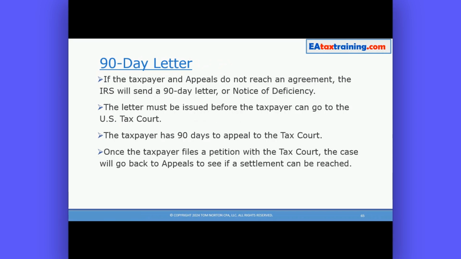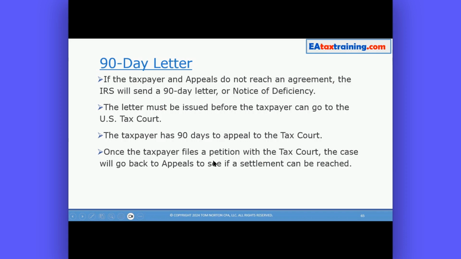The 90-day letter. So this is that notice of deficiency that we talked about. If you go to appeals and you cannot come to agreement, then the IRS is going to send this notice of deficiency. The taxpayer cannot appeal to the U.S. tax court until they've gotten this 90-day letter. So you have to wait for the IRS to send you the notice of deficiency before you can appeal to the tax court. Once you get the letter, you've got 90 days to appeal it to the tax court.